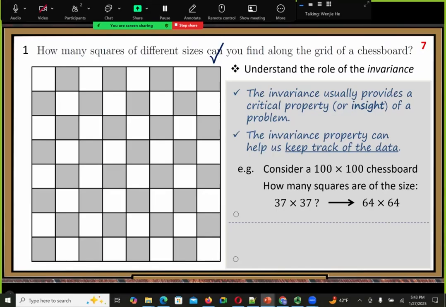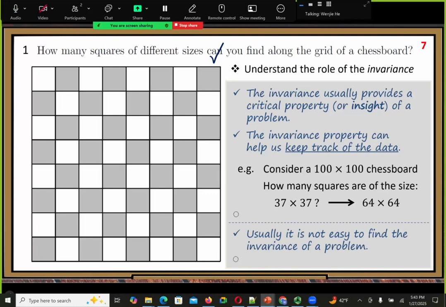64, not 70. Yes, 64. And usually finding an invariance is pretty hard. Here we do experiment and observation, right? For this question, it's not that hard.